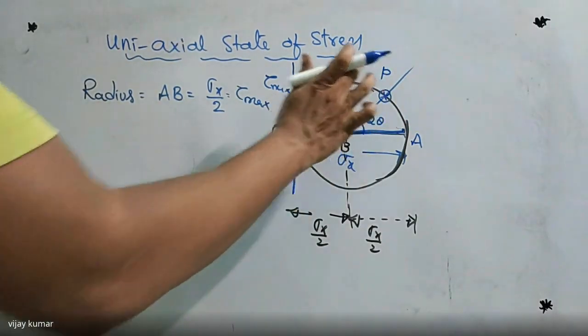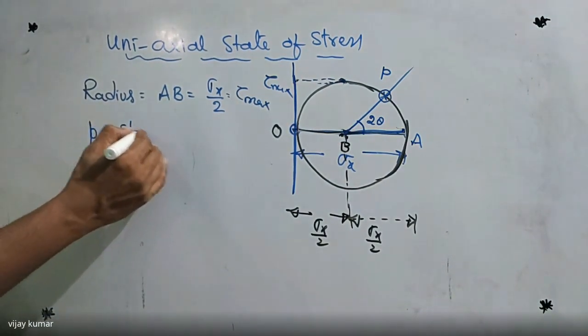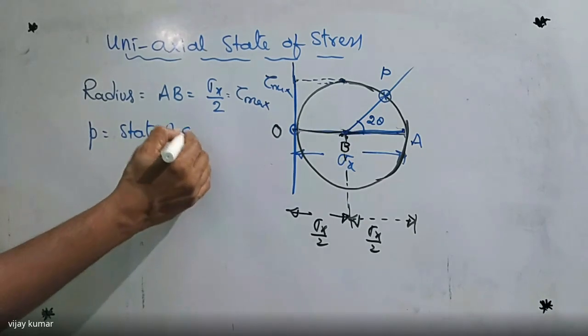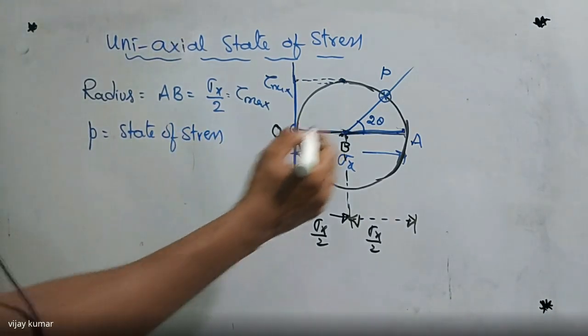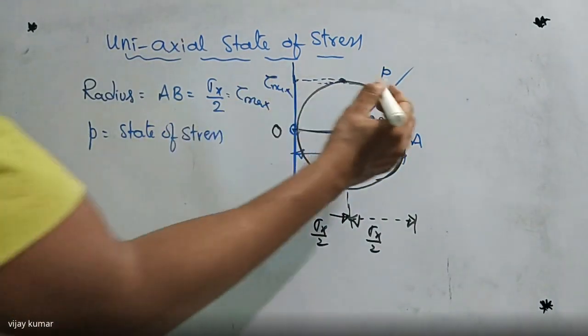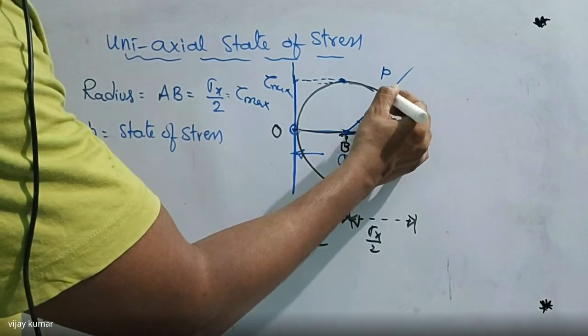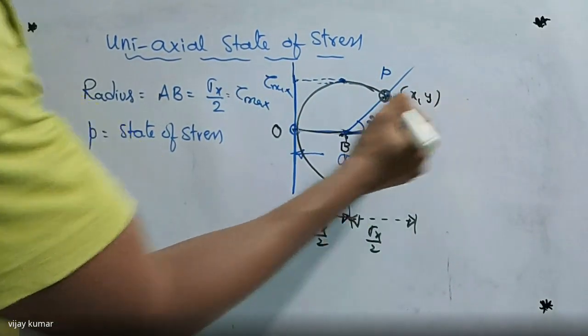P is always named as the state of stress. P indicates state of stress. What is the meaning of this? What is state of stress? If you extend one line, see this one. This is nothing but a point. State of stress is nothing but a point on which plane? The XY plane. So I am taking this as X, this as Y.